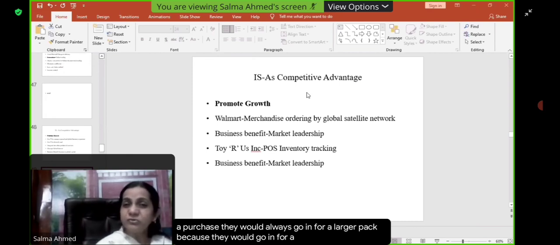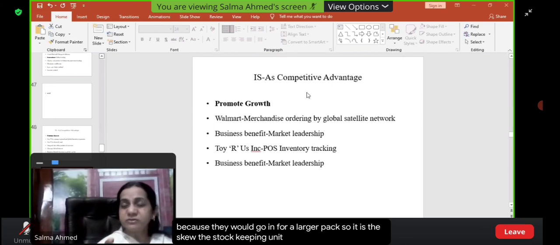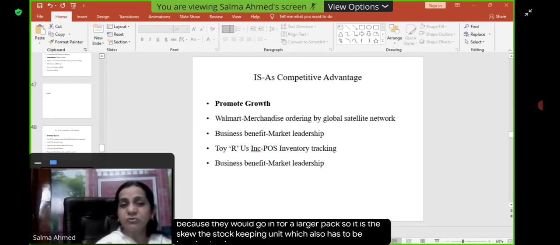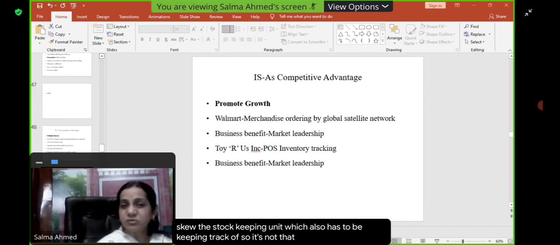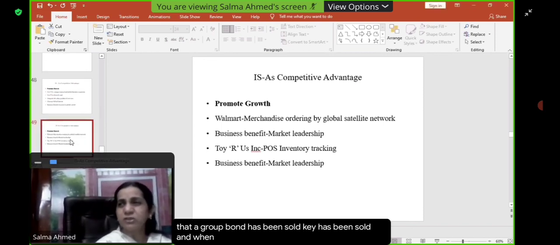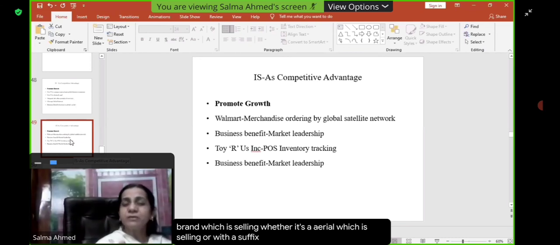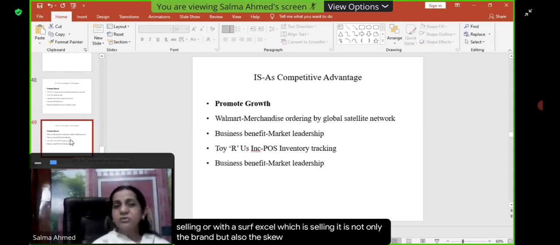So it is the SKU, the stock keeping unit, which also has to be kept track of. It's not just knowing that a Brooke Bond tea has been sold, or whether it is Star tea or Brooke Bond tea, or what brand is selling, whether it's Ariel or Surf Excel. It is not only the brand but also the SKU of the product sold. So it would be able to track.